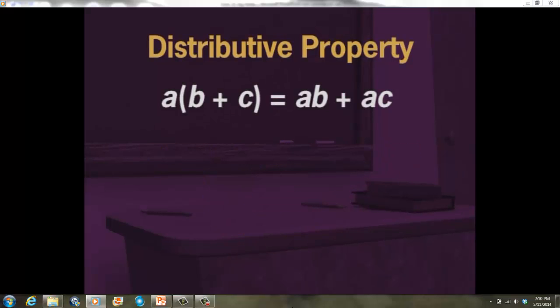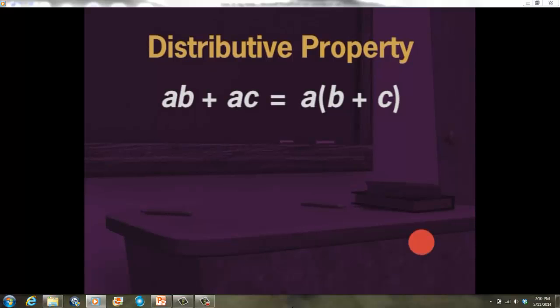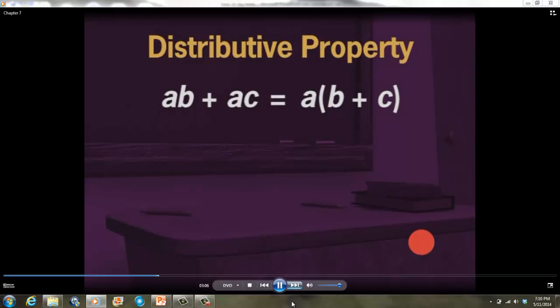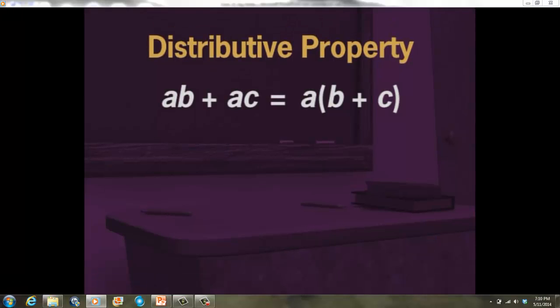The distributive property can also be written like this. AB plus AC is equal to the product of A and the quantity B plus C. In a polynomial where there is a factor common to each term, that factor can be factored out or removed, and is one of the factors when the polynomial is rewritten as a product.